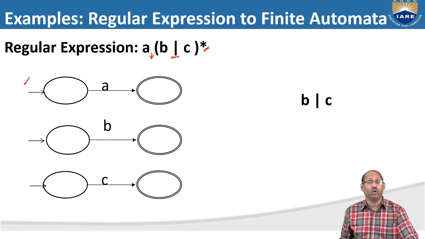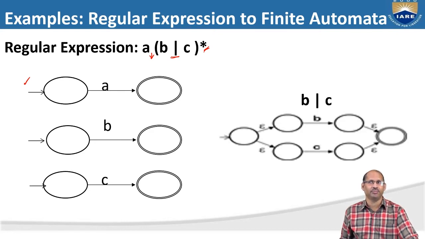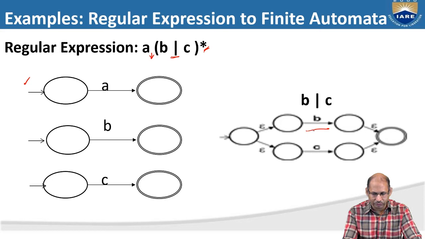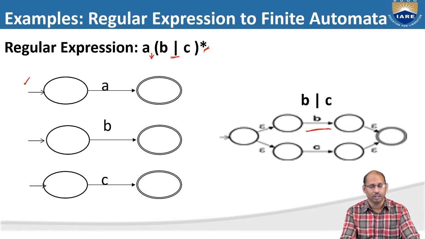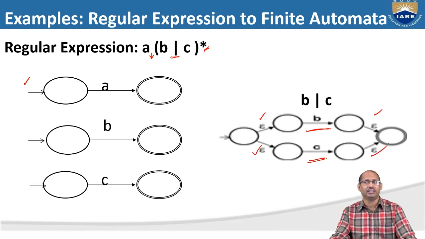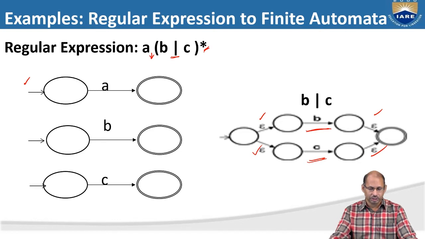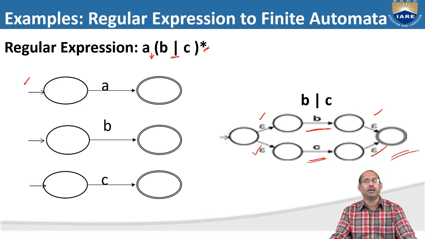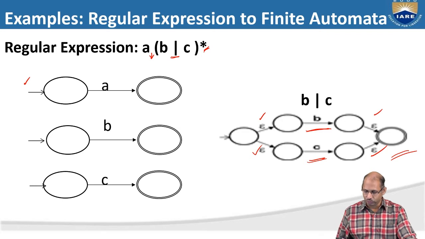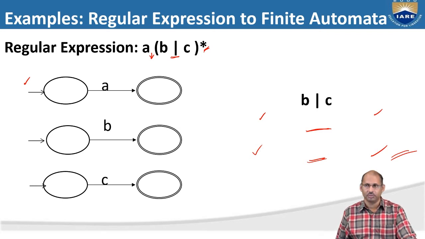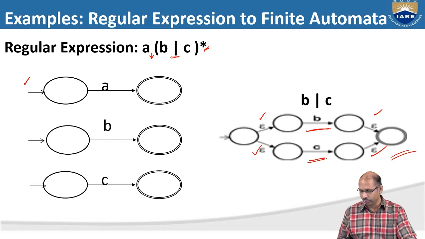Now, how to write union? What is B or C? It's a union property. Simply we are writing union. So this is the first finite automata for B. This is for the second finite automata. Both finite automatas we are connecting with the epsilon transitions, making it B union C. So this is the finite automata for B union C, for the union property. Is it clear?